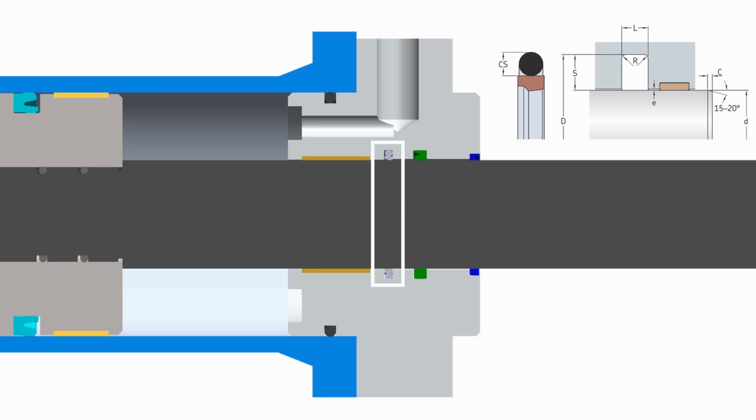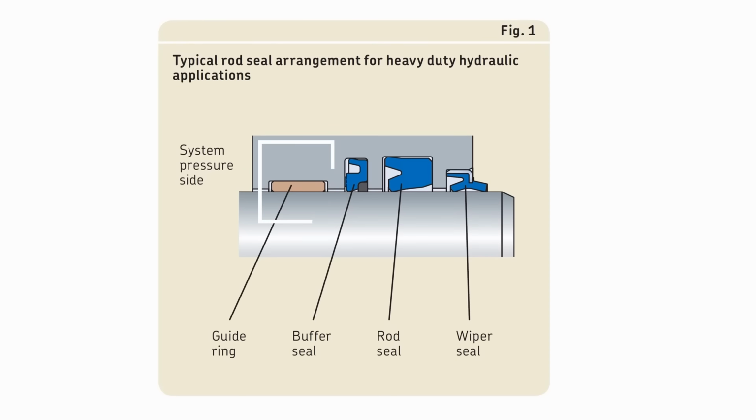So this is a typical sealing arrangement for a piston rod. First, we have guiding rings to guide the piston rod, and then the buffer seal to reduce the high pressure peaks, followed by the rod seal to completely seal the oil pressure, and finally the wiper seal to prevent the dust and contamination from entering the cylinder.